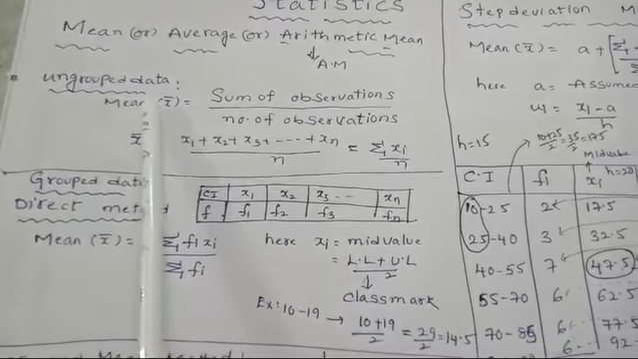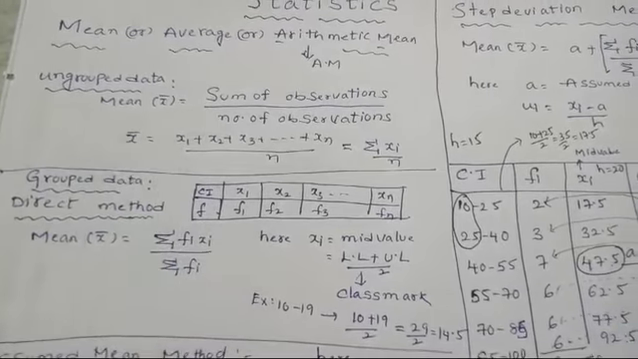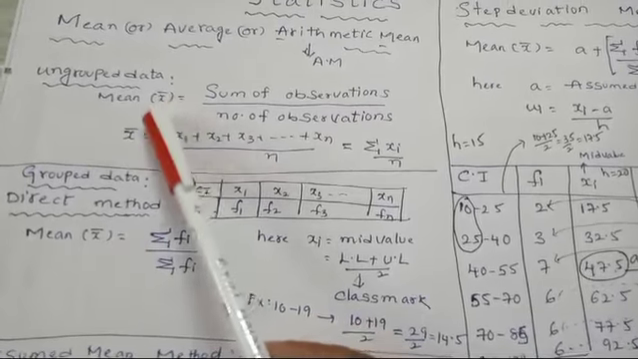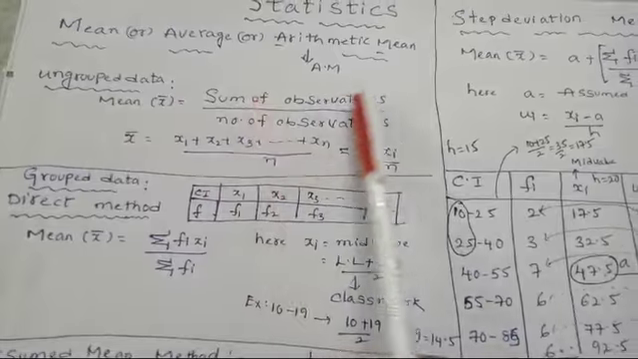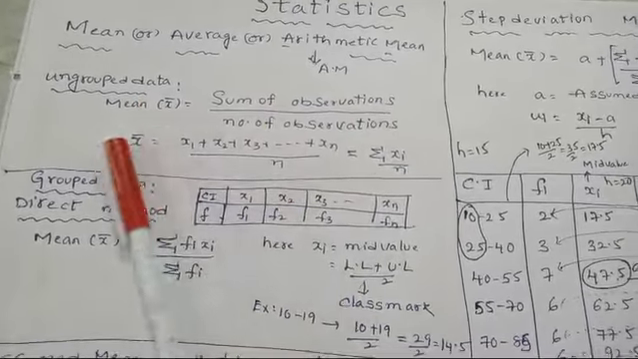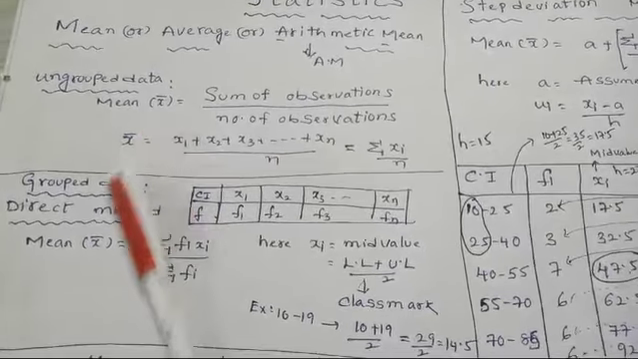In ungrouped data, mean is denoted by x bar. So what is the mean here? Mean x bar equals the sum of observations divided by the number of observations. Ungrouped data we also call raw data.